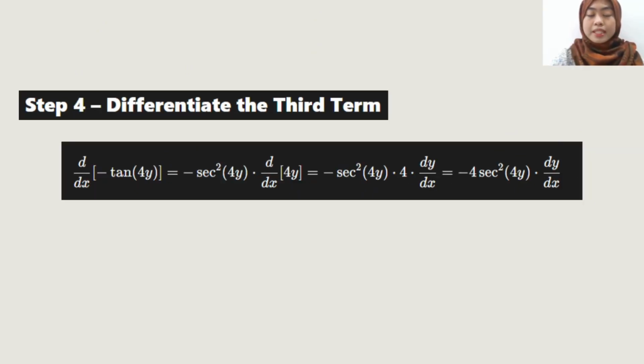Step number 4 is differentiate the third term. Now we differentiate the third term, which is negative tangent of 4y. Again, we use the chain rule. The derivative of tangent of any function is secant squared of that function times the derivative of the inside. So the derivative of tangent of 4y is 4 times secant squared of 4y multiplied by dy over dx. Since it's negative, we get negative 4 secant squared of 4y times dy over dx.